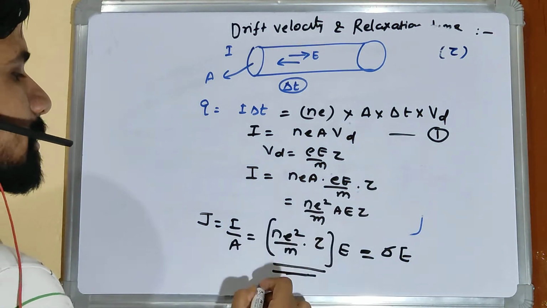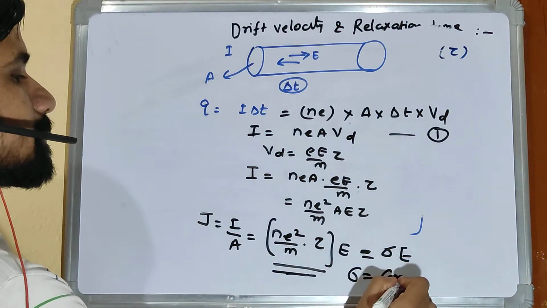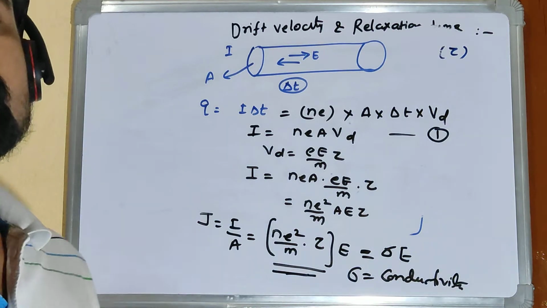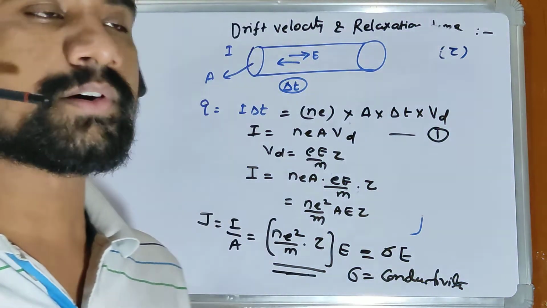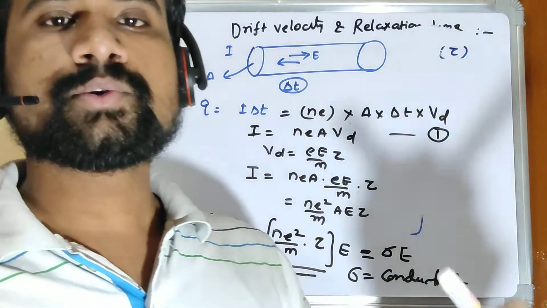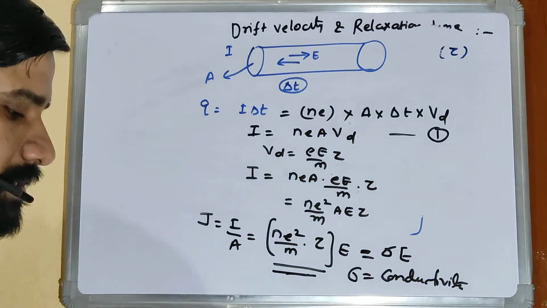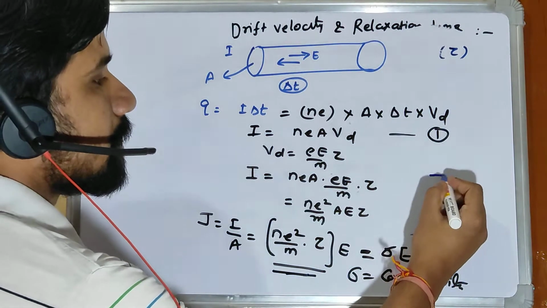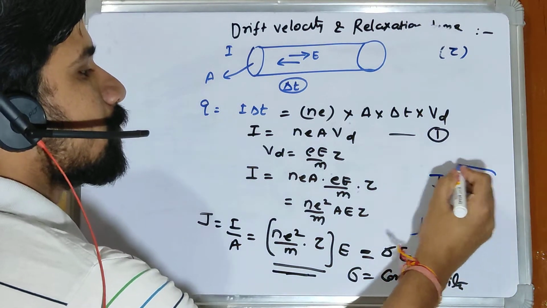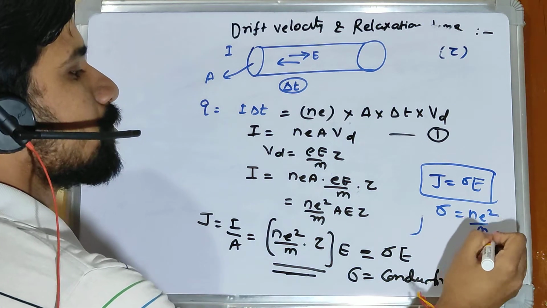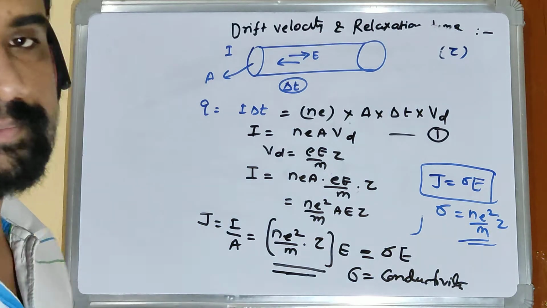Sigma is nothing but conductivity. So this is another expression of Ohm's law. J equal to sigma into E, which we had discussed in the last class also. So J equal to sigma E is another representation of Ohm's law, where sigma is nothing but n e square by m into tau, right? Okay.